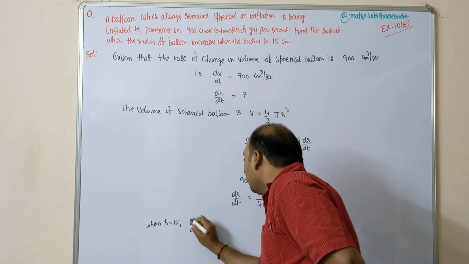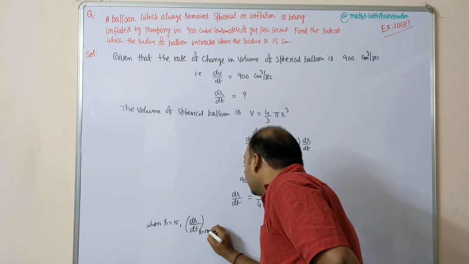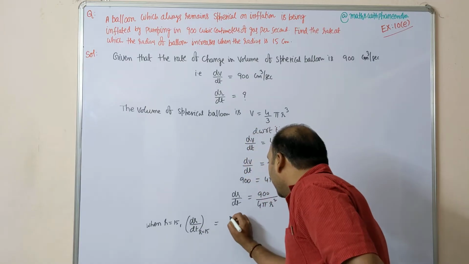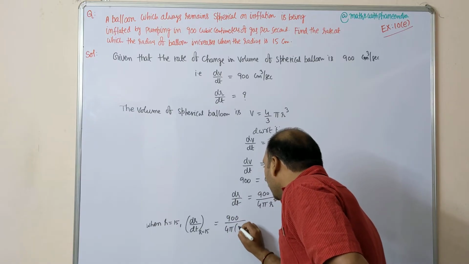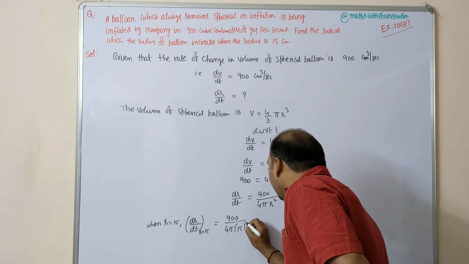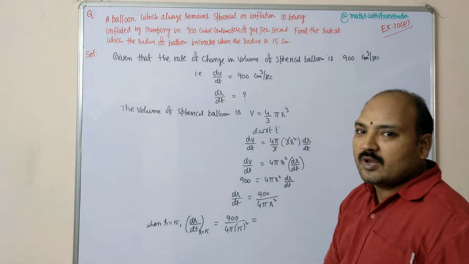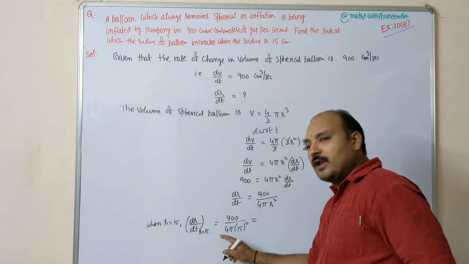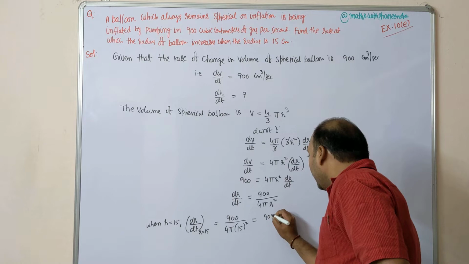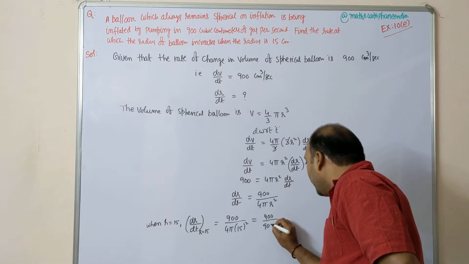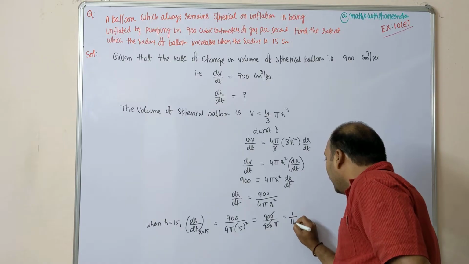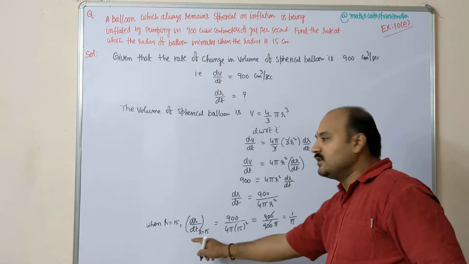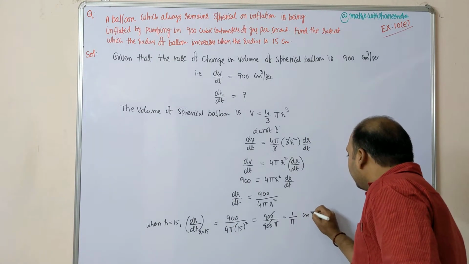change in the radius when r is equal to 15. So 900 divided by 4 pi into r square, 15 square. 15 square means 225. 225 4s are 900. So 900 divided by 900 pi, which is equal to 1 by pi. So radius is increasing now, centimeter per second.